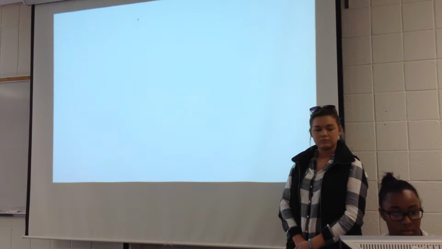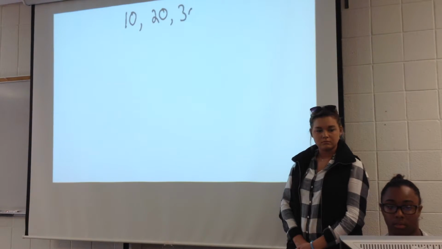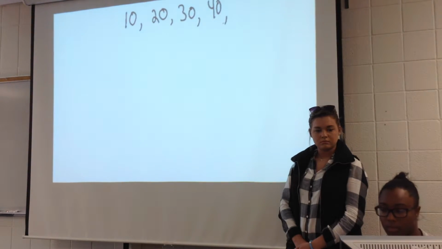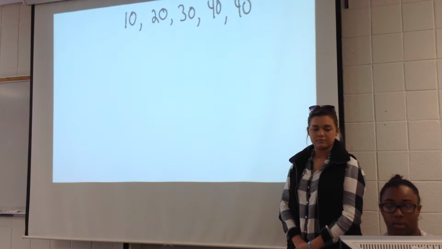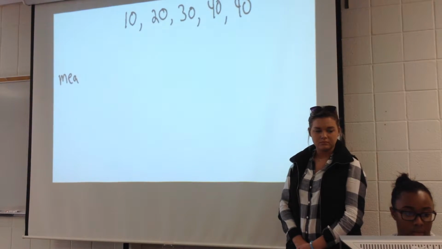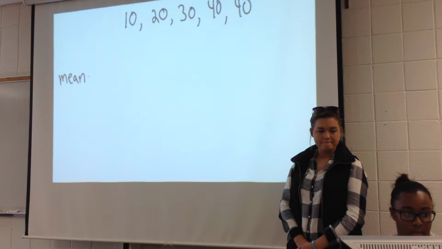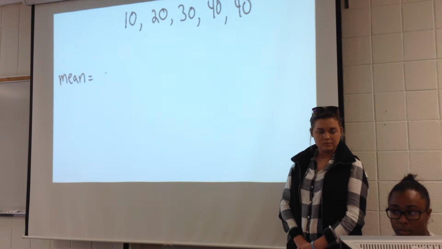Let's say we have the numbers 10, 20, 30, 40, and another 40. These numbers are already in order, and we need to find the three central tendencies of this data set: the mean, median, mode. So let's start out and find the mean. The mean is more commonly known as the average. So we need to find the average of this set of numbers. In order to find the mean, you just have to add all the numbers. So let's add all our numbers.